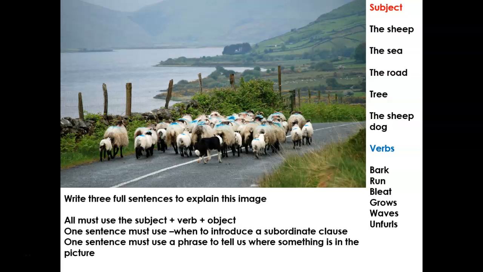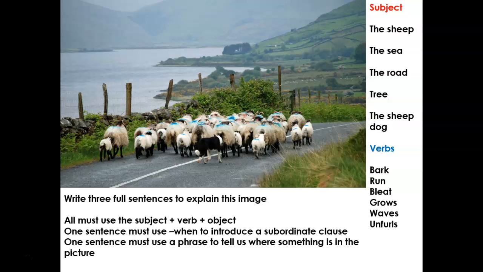Now, the actual task we're going to end with is to write 3 full sentences to explain this image. All your sentences must use the subject, verb and object because they're full sentences. However, here's the challenge element. One sentence must use when, the word when, to introduce a subordinate clause. So we could look at our word bank and we could say the sheep bleat when the sheepdog runs behind them.